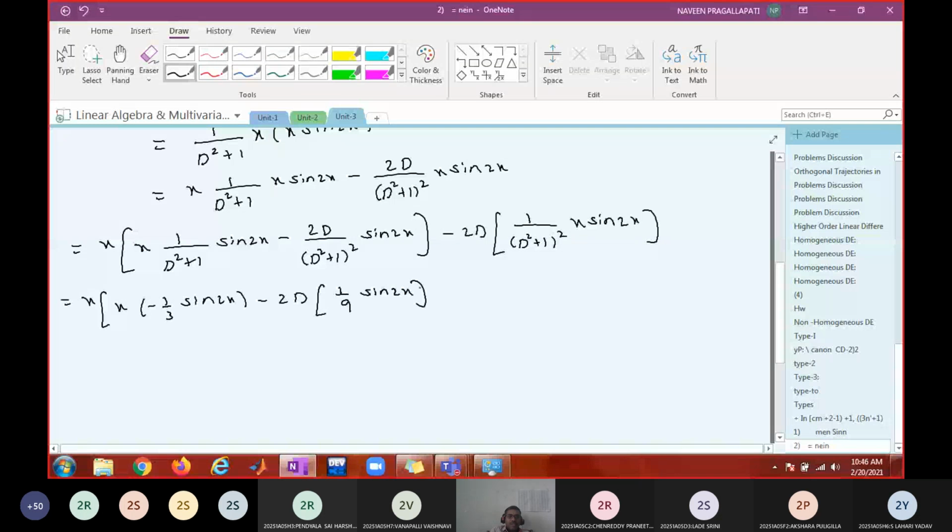This is over. Close the bracket, minus 2d, open the brackets, apply the x into v formula, x into 1 by d square plus 1 whole square of sin 2x. Find the derivative of d square plus 1 whole square. What is the derivative of d square plus 1 whole square? 2 times d square plus 1 into d square plus 1 derivative is 2d by d square plus 1 whole power 4 sin 2x. Is this clear?